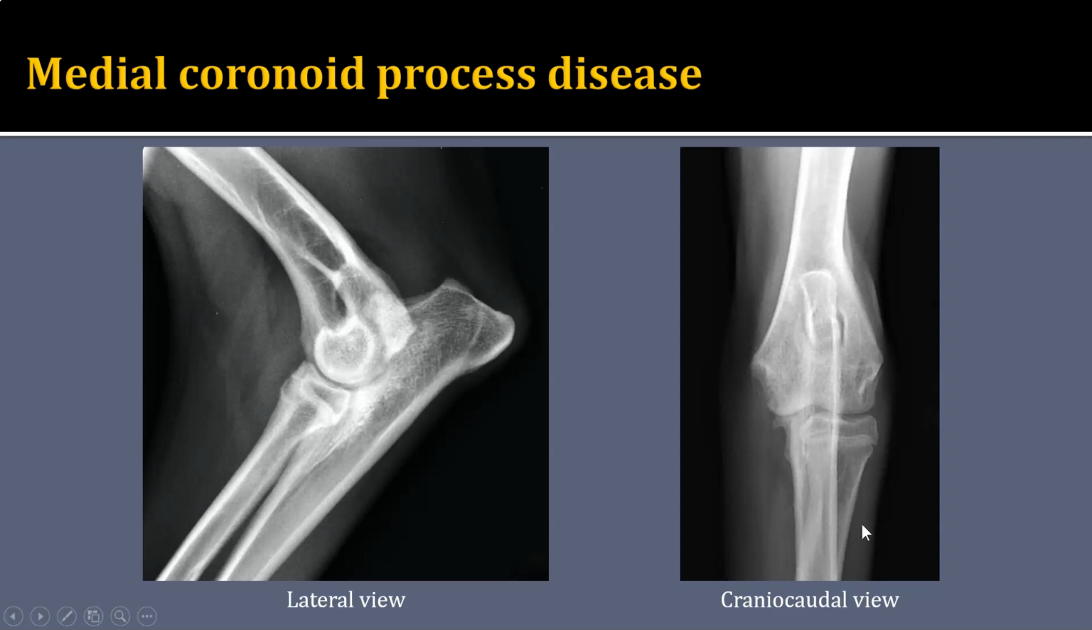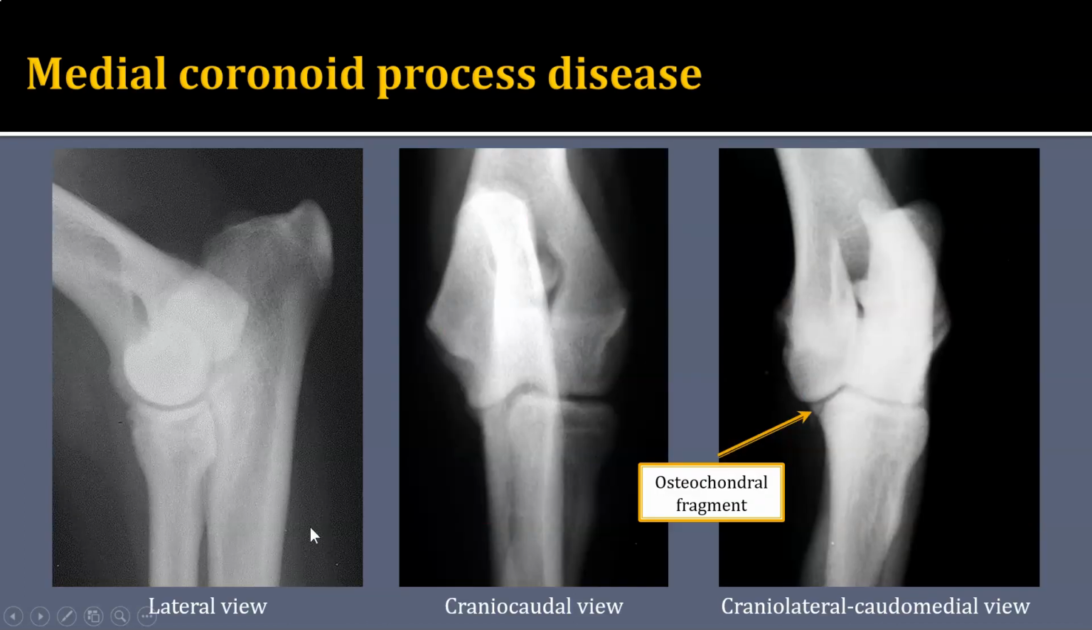On the craniocaudal view, I do see that this area of the medial coronoid process is very abnormally shaped in its contour. It's kind of rounded. It also probably has some osteophytes. And then the medial epicondyle of the humerus has some osteophytes as well. And then it's not uncommon for us to see soft tissue swelling of the medial compartment of this elbow joint, which I think I see in this patient as well.